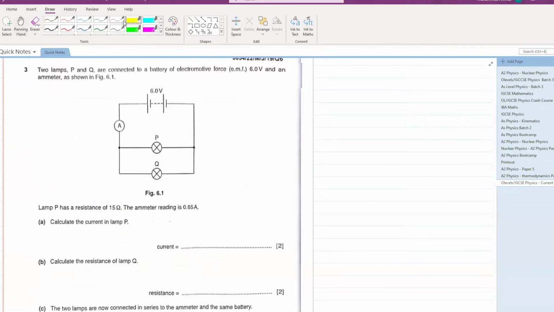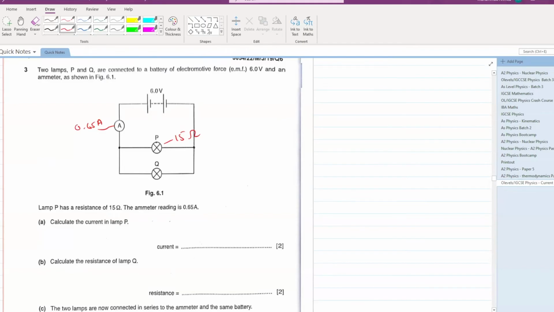Okay, let's see this. Two lamps P and Q are connected to a battery of electromotive force 6 and an ammeter as shown in figure 6.1. Lamp P has a resistance of 15 ohm. The ammeter reading is 0.65 ampere. Okay, so this is 6 volts. Now let's further see what the examiner is asking. The current in lamp P. We have to calculate the current in lamp P. How will we do that?